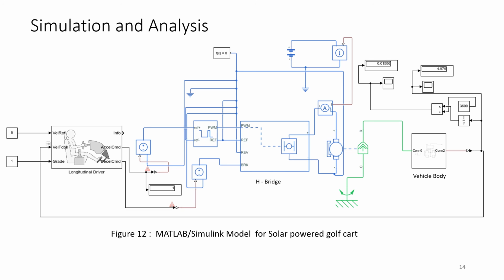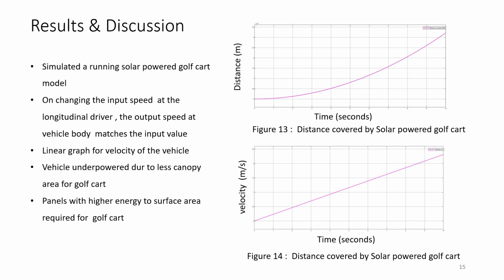Thus, an output velocity that closely matches the input velocity provided by the user is achieved in a certain amount of time for the solar powered golf cart. On analysis of the simulation of the MATLAB model, it can be observed that for changing the input velocity of the longitudinal driver, the output speed of the vehicle body matches the input speed in a matter of seconds.